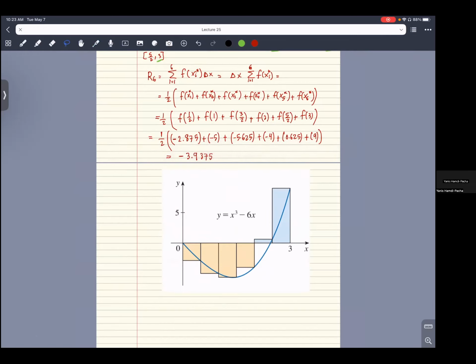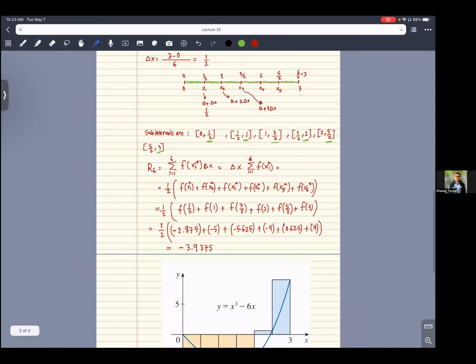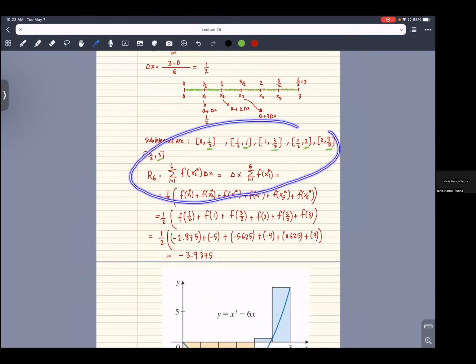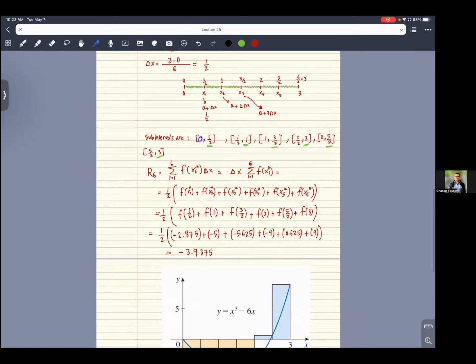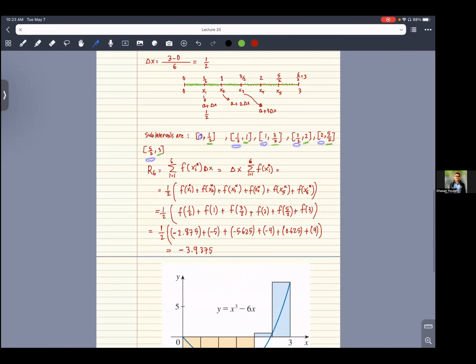Professor, if it asks for the left endpoint instead of the right, what difference would it make? If they ask for the right endpoints, we use the right. This is the right endpoint. If it asks for the left, instead of the right, you're going to use this point. This is the point for the left. Make sense?